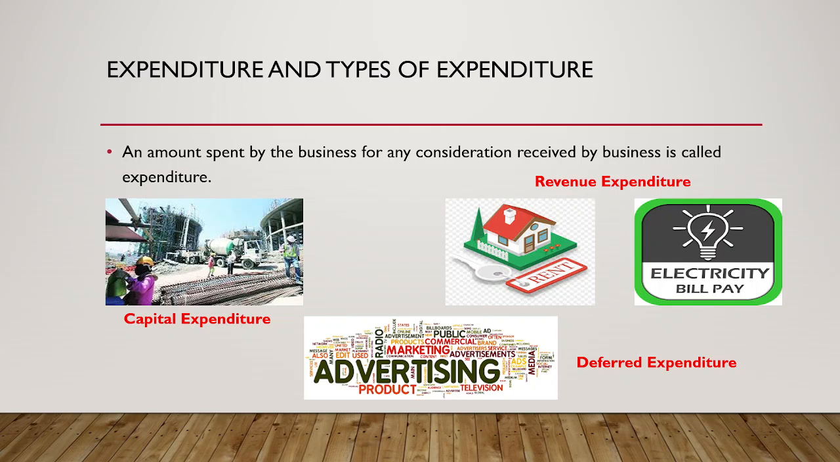There is one more expenditure, that is deferred expenditure, which is not directly expended. It is not a direct expense. When you are doing an advertisement of the company, you are getting benefited by doing the advertisement, but not in the recent future, but in the long term. So that is deferred expenditure. Advertising is a deferred expenditure. Okay, let's move on to the next slide.